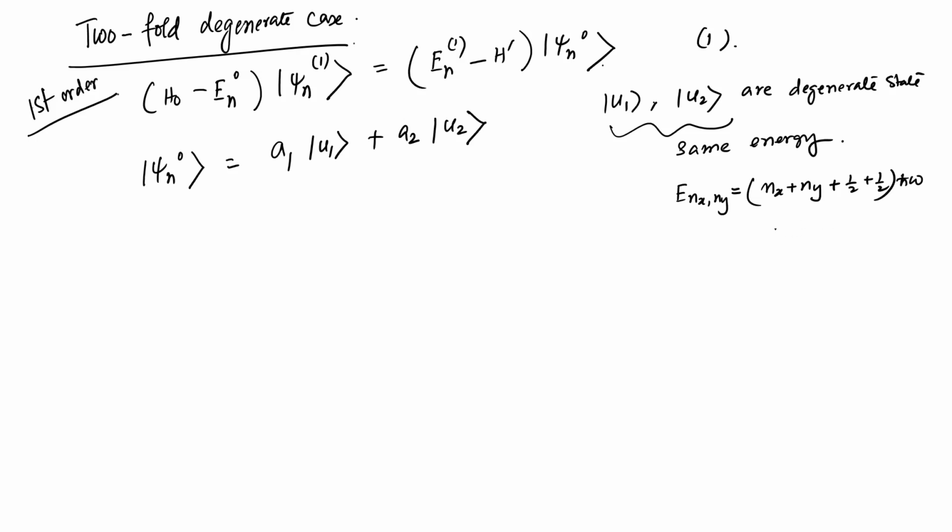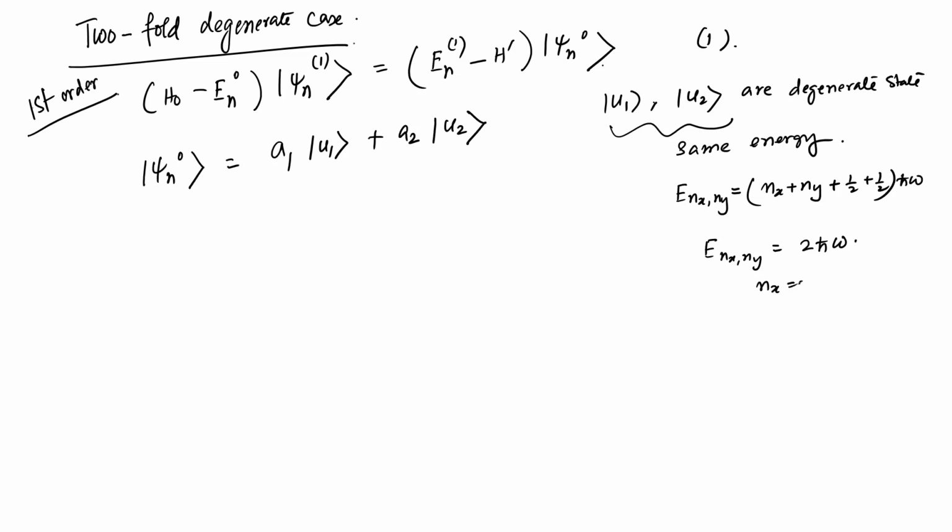Now, if you talk about 3 h cross omega energy, so energy equal to nx ny equal to 1. So, let us talk about 2 h cross omega. So, that is the first excited state, 2 h cross omega. This is just an example.